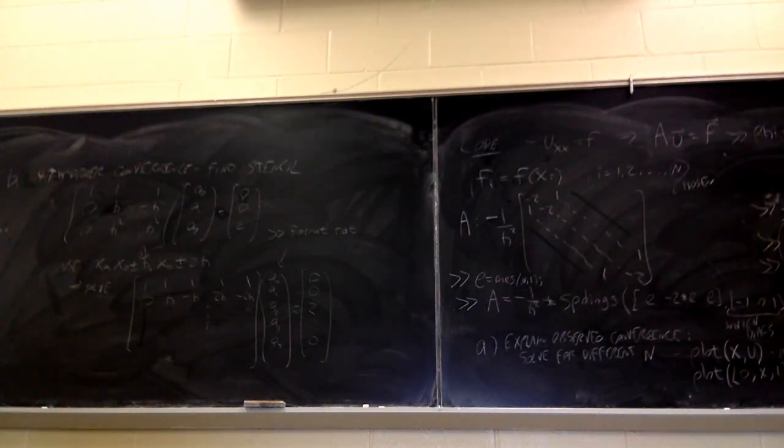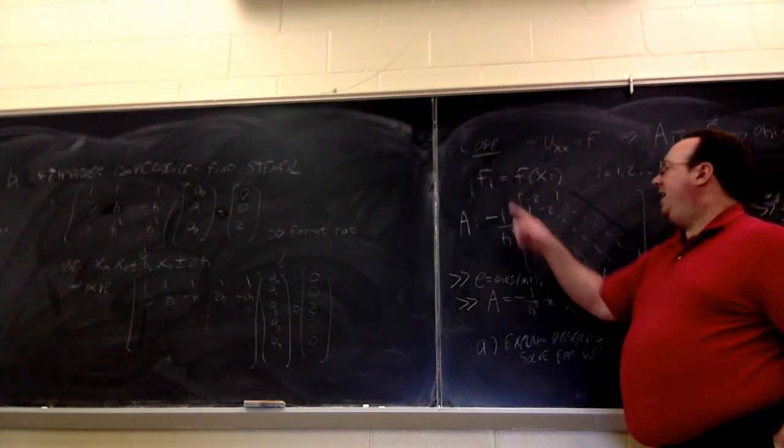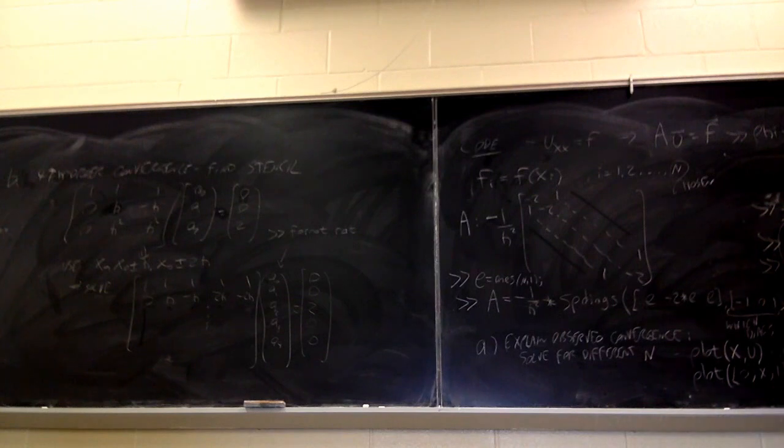In this case you're going two off the edge. The value right next to it, you can say, okay, that's zero because of the boundary conditions. But for the one to the right of it.